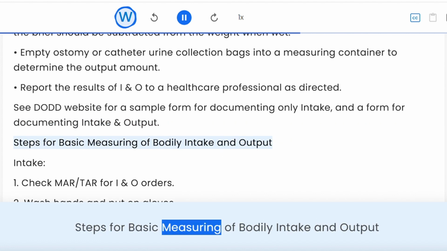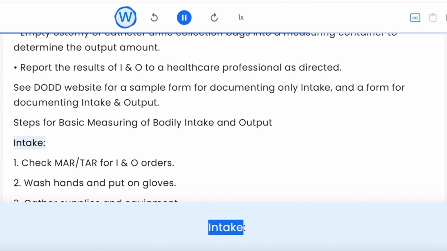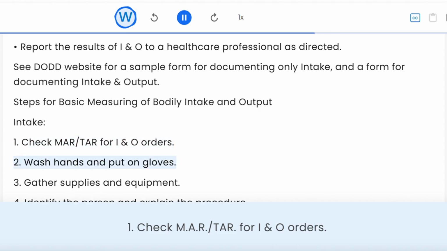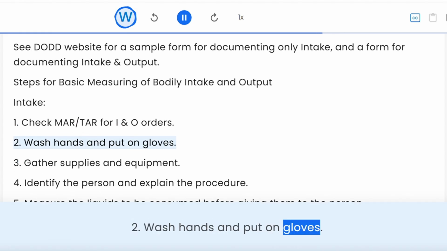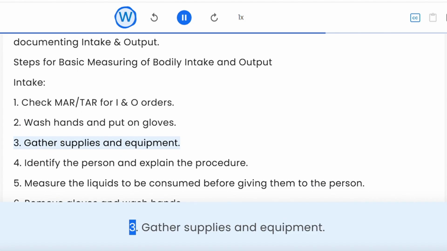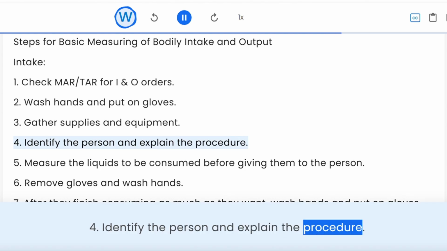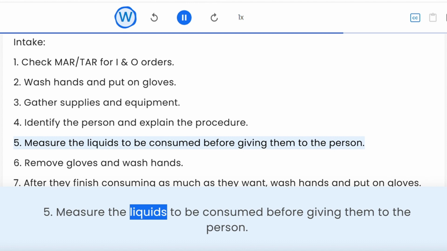Steps for basic measuring of bodily intake and output. Intake. 1. Check for I&O orders. 2. Wash hands and put on gloves. 3. Gather supplies and equipment. 4. Identify the person and explain the procedure. 5. Measure the liquids to be consumed before giving them to the person.